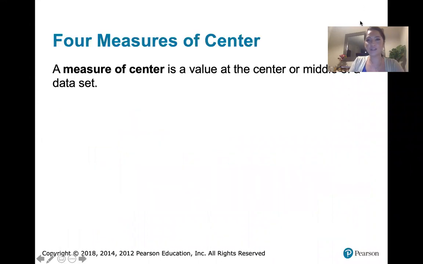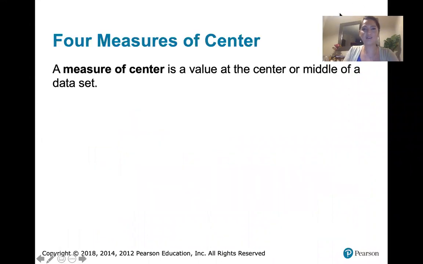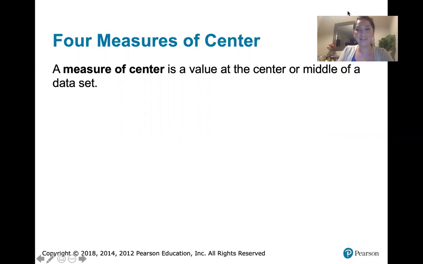So first of all, a measure of center is just a value at the center or middle of a data set. And if you're saying, what do you mean by center? That's a very good question. Different measures of center measure that center value in different ways. So we're going to have 4 different measures of center.